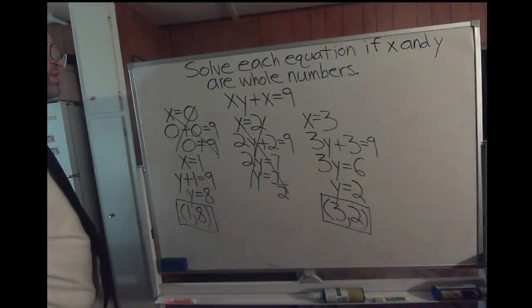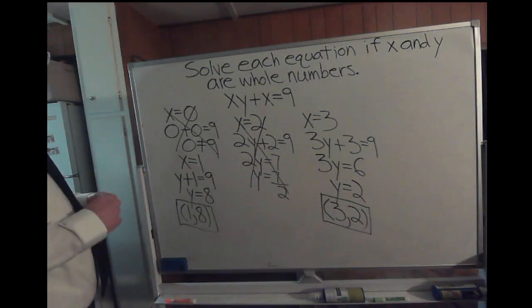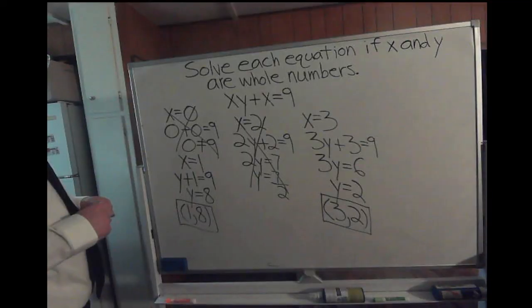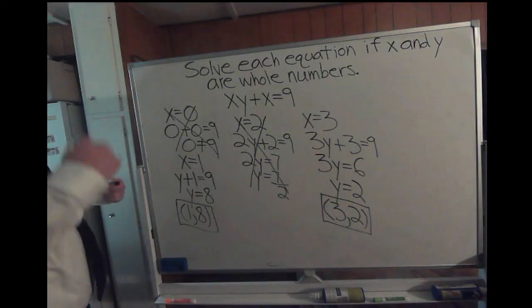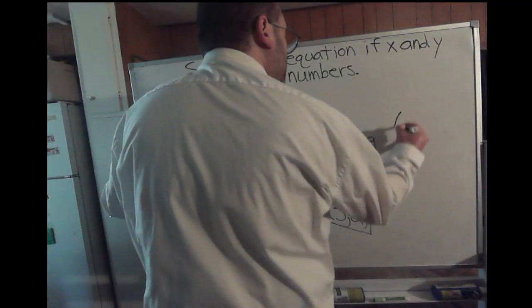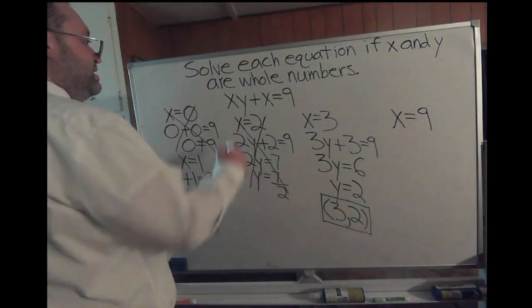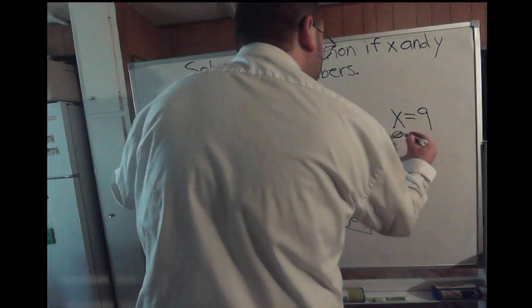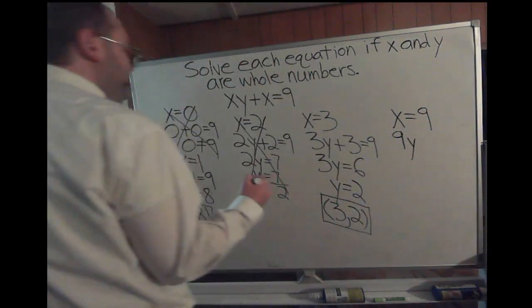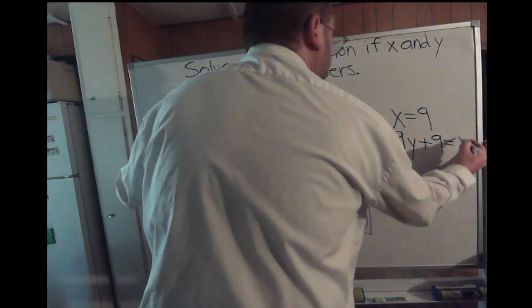I don't think there are. Nope, I think that's it, because if you try to plug in other numbers... Well, hold on a second. What if x equaled 9? There is one more, I believe. 9 times y is what you get. So you get 9 times y plus 9 equal to 9.